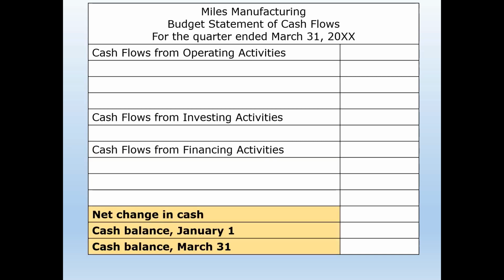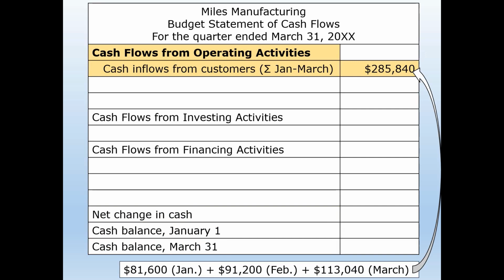Finally, the budgeted statement of cash flows shows the change in cash during the period, and then by adding in the cash balance at the beginning of the period, allows the firm to estimate how much cash it should have at the end of the period. For Miles Manufacturing, the cash flows from operating activities include the cash inflows from customers, which we already figured out in the budgeted sources of cash. All we have to do is add up the total cash inflows from January, February, and March.